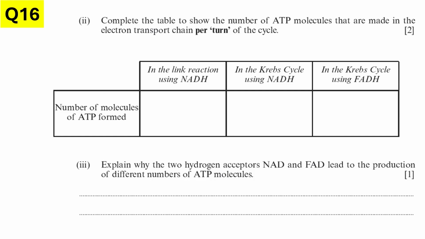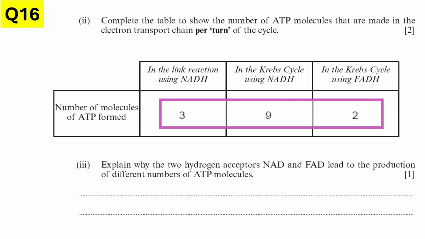So the next part of the question is asking us to work out the number of ATP molecules that might be formed from either a single link reaction using NADH, or a single Krebs cycle using the 3 NADH that are made from a single Krebs cycle, or it could be from one Krebs cycle using the single FADH that's made. So because 1 NADH is made in the link reaction, that's going to mean 3 ATP are made at the electron transport chain, ATP synthase in the stalk particle.